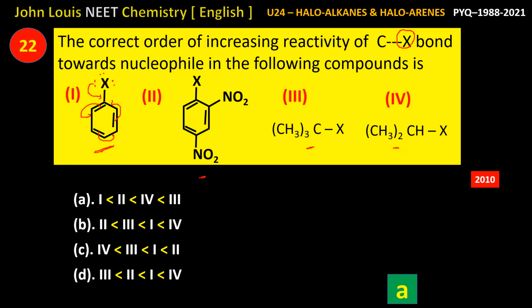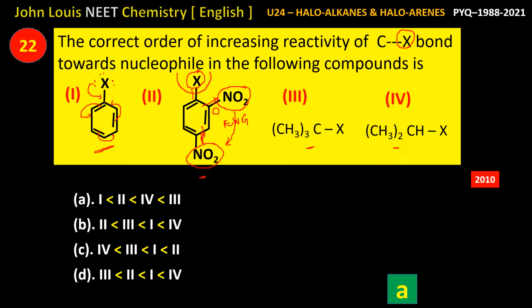Now you take option 2. This is also an aryl halogen compound, that is, the halogen is directly bonded to the benzene ring. Therefore, the same effect will be there. But at the same time, here you are seeing two nitro groups positioned at ortho position and para position. These nitro groups are what? Electron withdrawing groups. Therefore, they will pull electrons towards themselves. They are electron withdrawing groups. Therefore, the X can be more easily removed than in the first option.